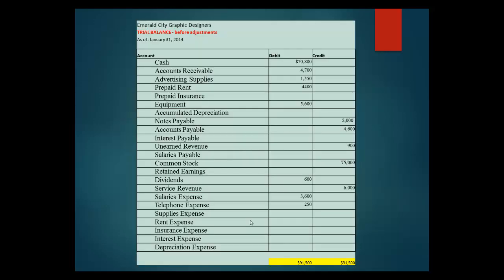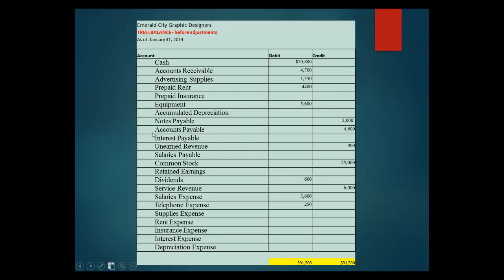All right, so here's our trial balance. We lifted those T account balances and we post them either on the debit side or the credit side depending on where the ending balance was. So again, cash had a debit balance of $70,800. Notes payable and accounts payable have credit ending balances. So we want to put those on the proper side, and note that the totals have to be in balance as well.